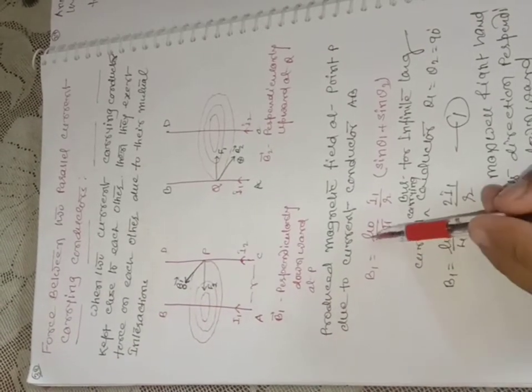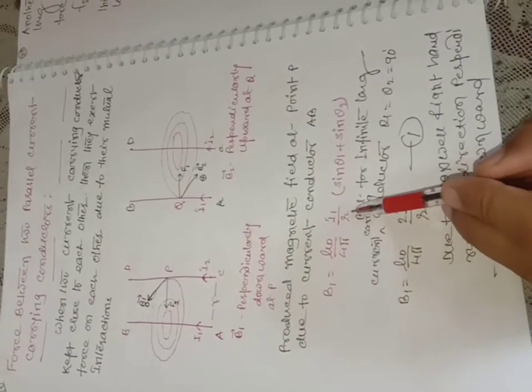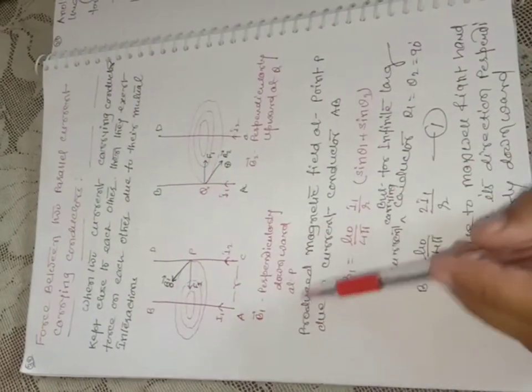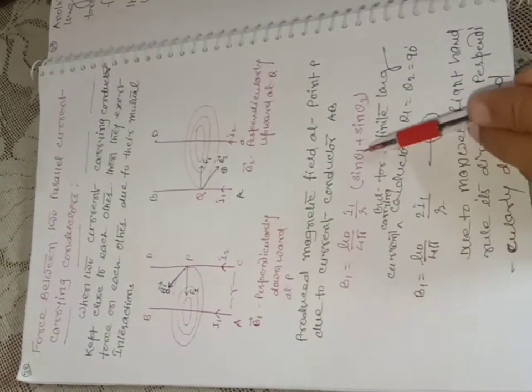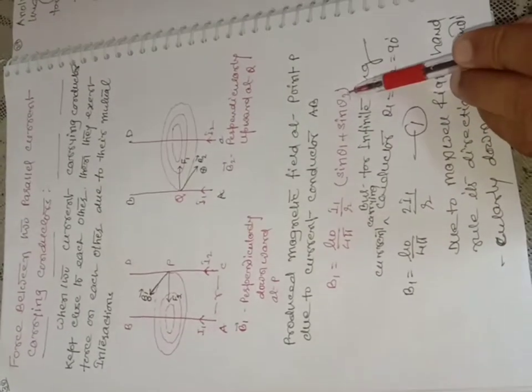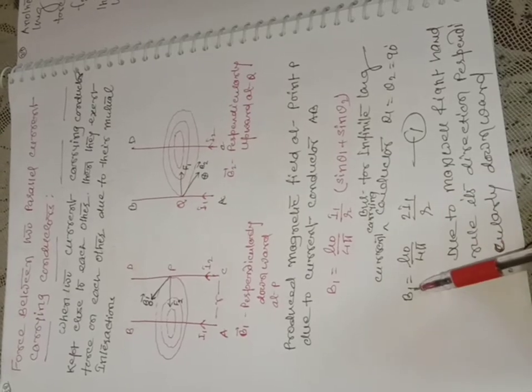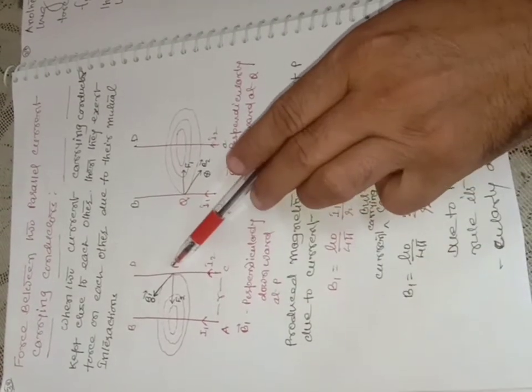It is equal to mu 0 by 4 pi, I1 by r, times (sin theta 1 plus sin theta 2). Since its length is not defined, the length is supposed to be infinite, so theta 1 and theta 2 are both 90 degrees. So B1 becomes mu 0 by 4 pi, 2 I1 by r. What is the direction of the magnetic field B1 at point P?